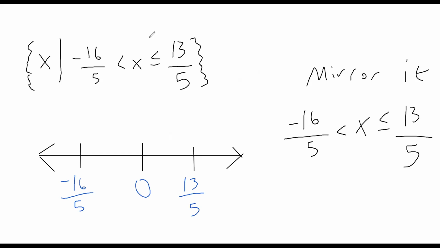And now we want to shade everything in between, but we're going to have an open circle on the negative 16 over 5. Let me draw that a little bit better with an actual circle tool. We're going to have a closed circle on the positive 13 over 5. And then we are going to shade everything in between.